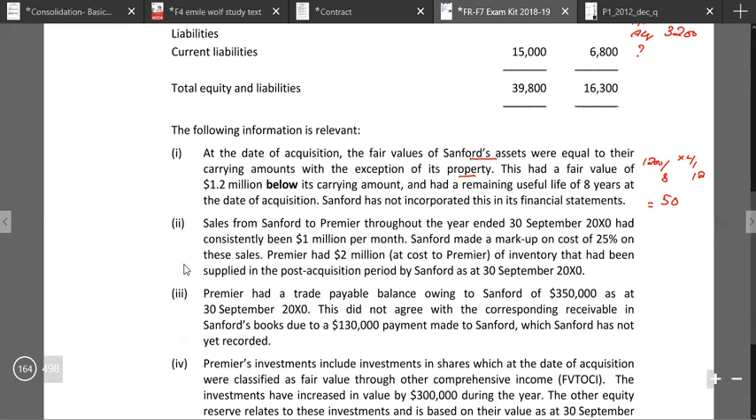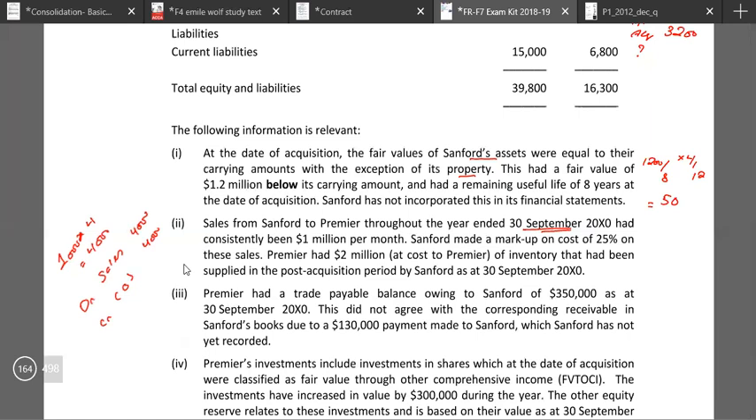Sales from Sanford to Premiur throughout the year for the year ended 30 September 2020 had consistently been 1 million per month. Quite easy. So it's 1 million per month, okay? What we'll be doing, 1000 into 4, it gives you 4000. So this 4000 will be reversed from sales, debit sales, and will be reversed from the cost of sale as well. So this is the intra-group sale and cost of sale.